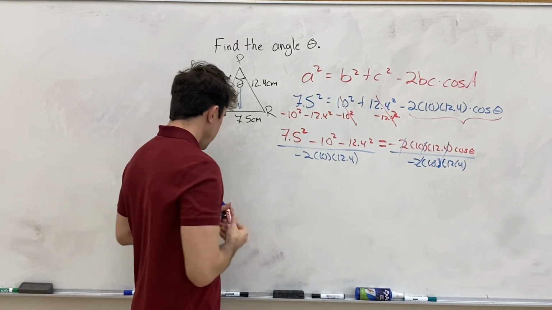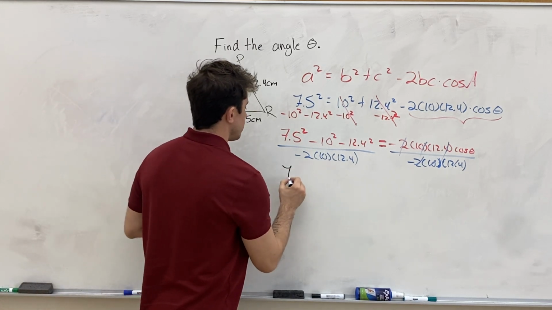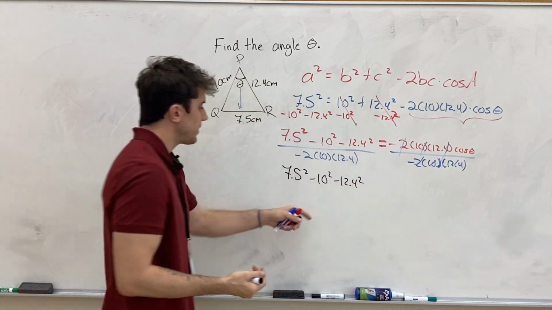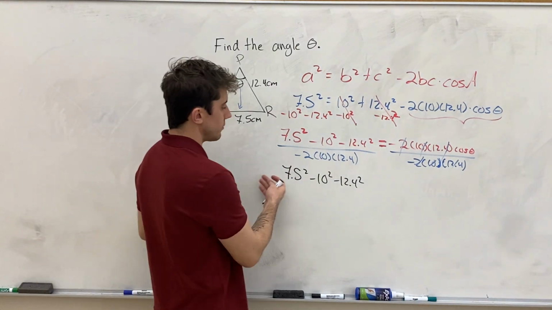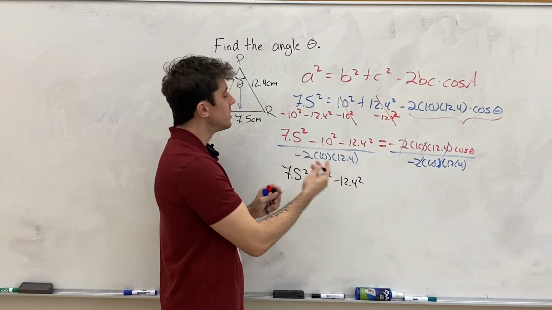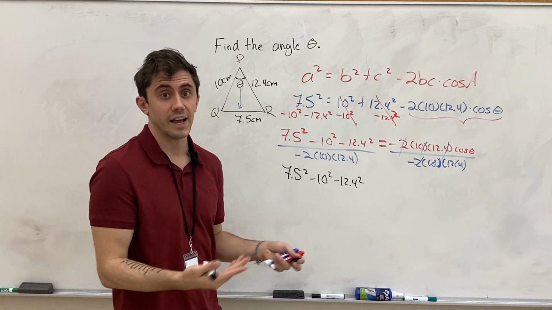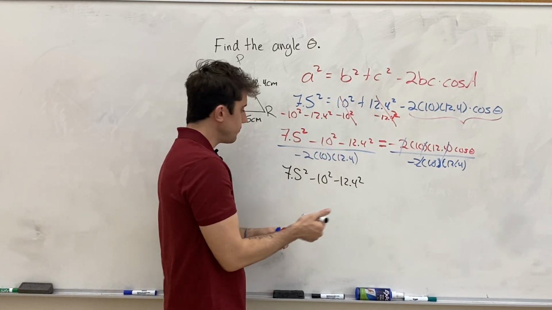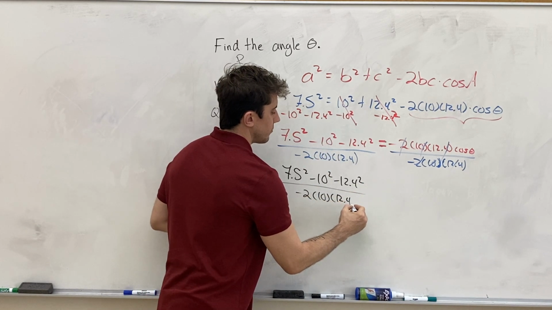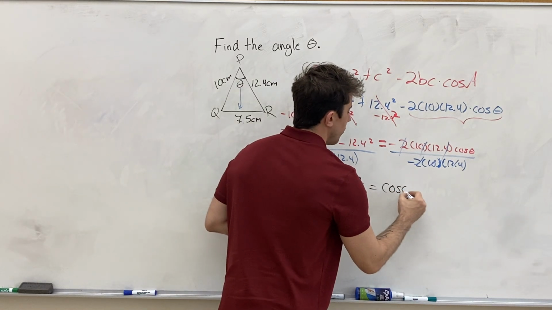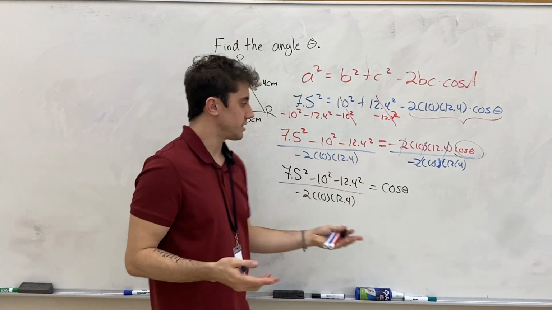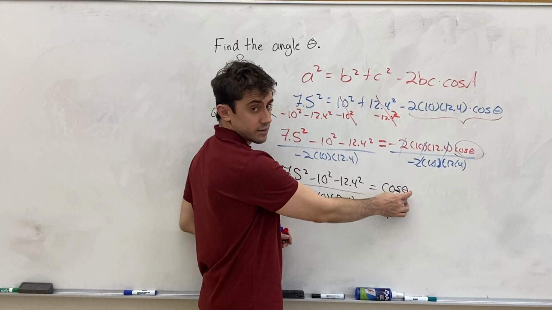And so now we have 7.5 squared minus 10 squared minus 12.4 squared. Feel free to evaluate those if you'd rather just have regular numbers. I don't mind leaving them squares. I know I'm going to pop this into my calculator at the end, so I'm just leaving them as is, just to minimize the amount of work I have to do along the way. Do as you please, right? So all of this is divided by negative 2 times 10 times 12.4, and now that is equal to only cos theta, right? That's all that is left on the right-hand side. That's really good. So all we have left to do is solve for theta on its own.